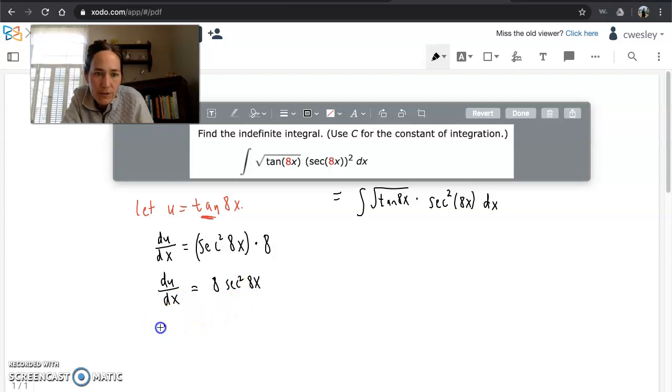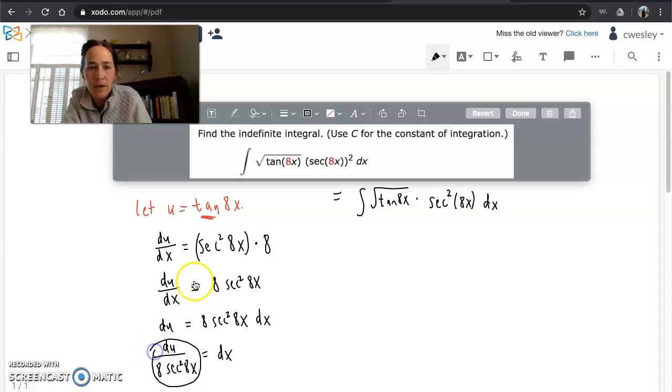And then we want to cross multiply, really. du equals 8 secant squared 8x dx. And then we solve for dx. And again, if your problem has 3s or 9s instead of the 8, just put 3s or 9s there instead of the 8. This is going to help a lot, and that's going to help with a plug-in.